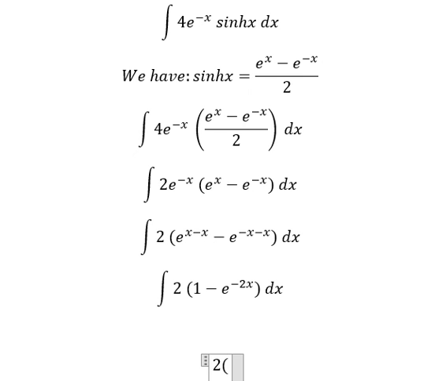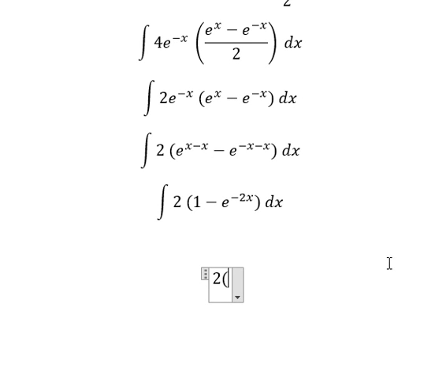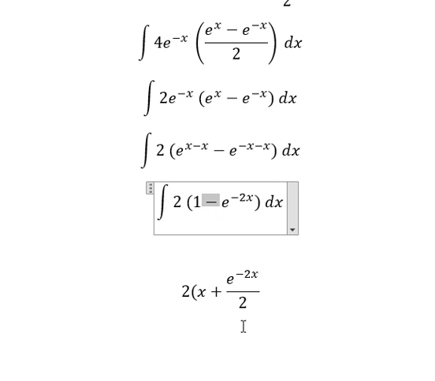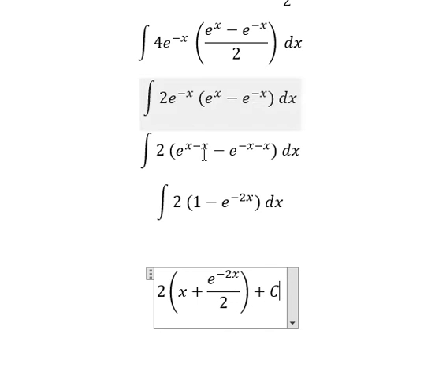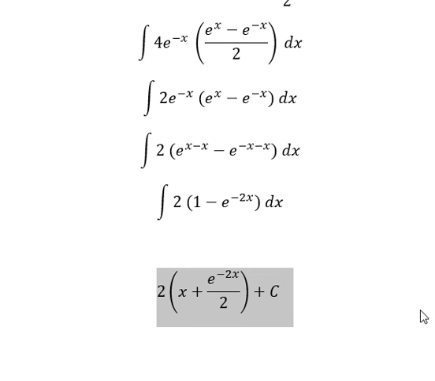The integration of number 1 is about x. The integration of this one we have e to the power of negative 2x over number 2, because negative and negative they cancel. And this is the final answer.